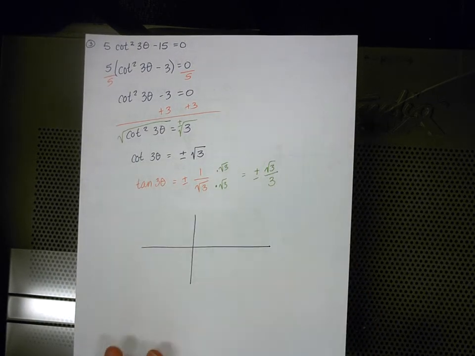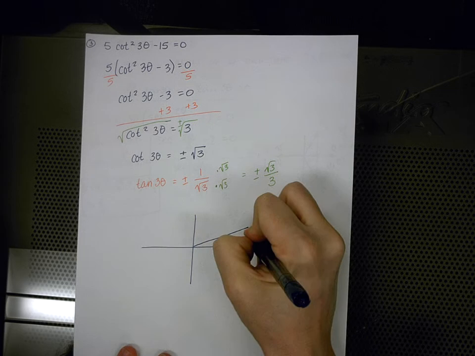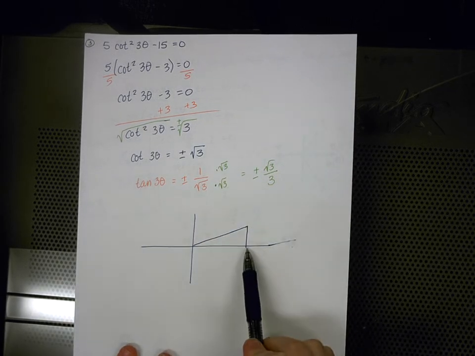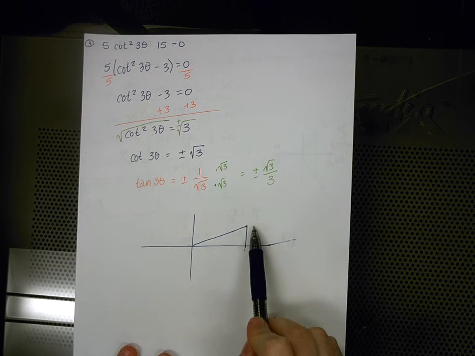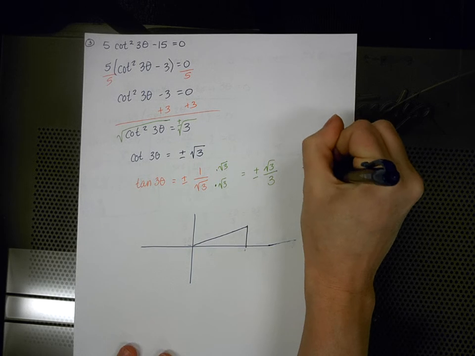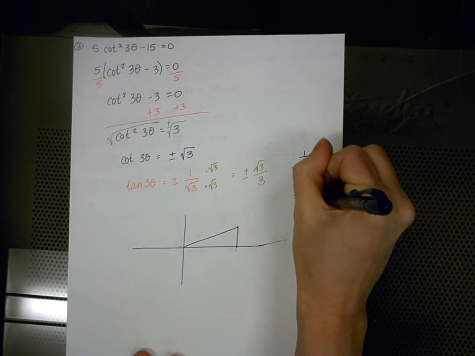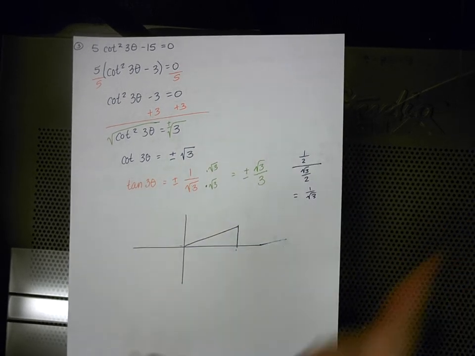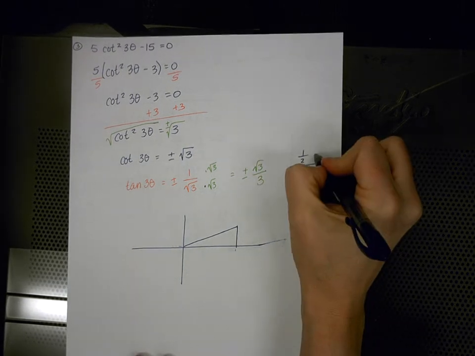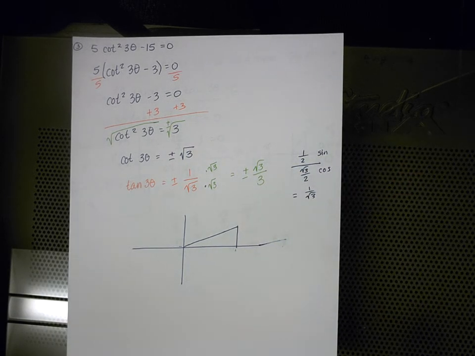So where is tangent equal to root 3 over 3? Hopefully you know that it's sine over cosine, so it would be 1/2 over root 3 over 2. And you multiply by the reciprocal, you're going to get 1 over root 3 just like we got here, and then you can rationalize that. So we want the 1/2 to be the y value or the sine value, and the root 3 over 2 to be the cosine value. So that would be at pi over 6.